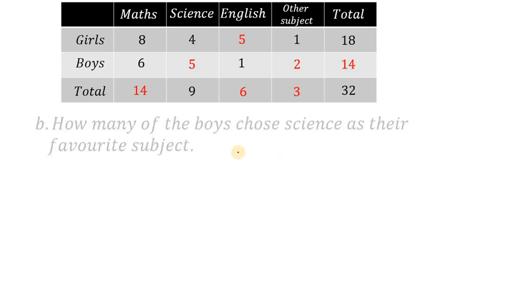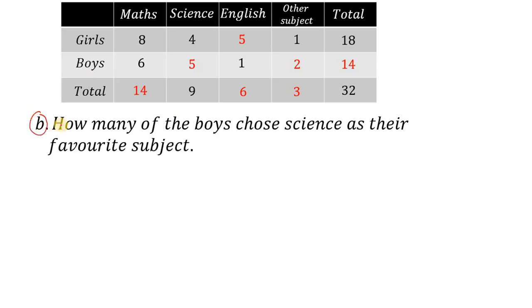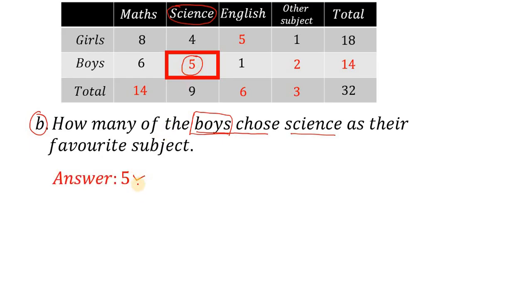This is the previous table. Part B: how many of the boys choose science as their favorite subject? Where is science? This one is science. Only boys. So the boys who choose the science subject, this is the favorite subject of the boys. So the favorite subject of the boys is 5. So the final answer is 5.